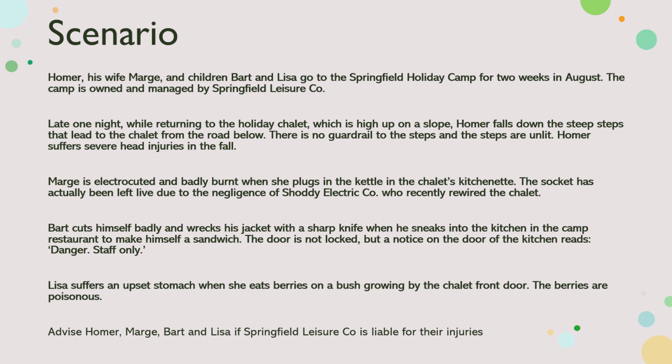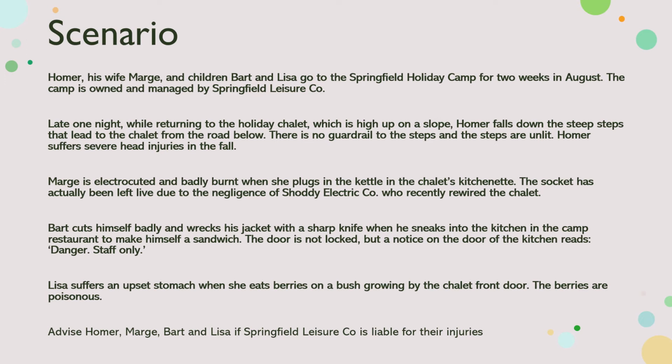Now the very first thing we need to do then is analyse, in this occupiers liability scenario, who is a lawful visitor and who is a trespasser. Now we can go off the bat. Homer, lawful visitor, is on holiday. Marge, lawful visitor because she's on holiday. Bart has gone beyond permission, so is a trespasser. And Lisa is a lawful visitor also.